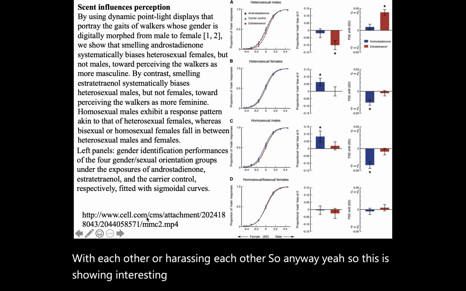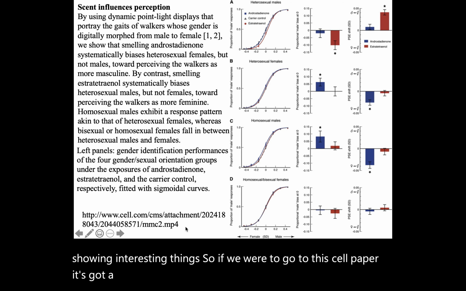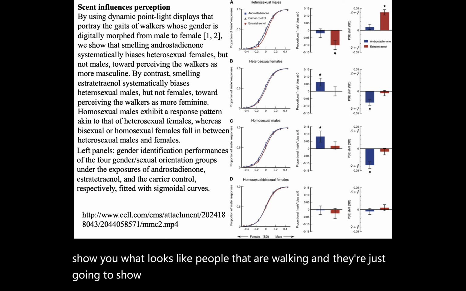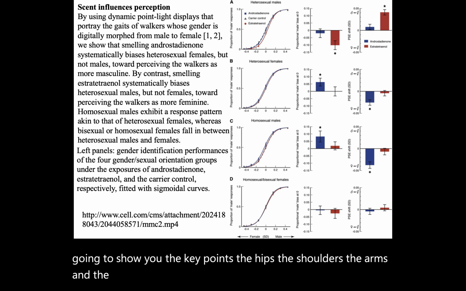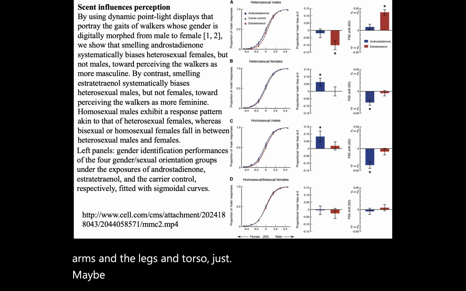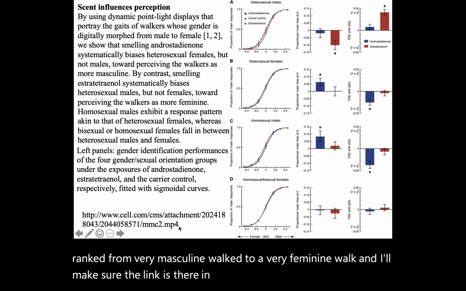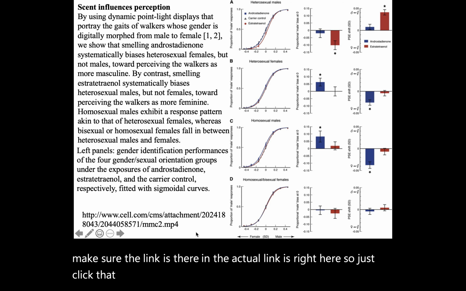So this is showing an interesting thing. If we were to go to this Cell paper, it's got a little animation in there. And the animation is going to show you what looks like people that are walking. And they're just going to show you the key points, the hips, the shoulders, the arms, the legs and torso. So it's maybe 10 little spots that make up a person. And they have these ranked from a very masculine walk to a very feminine walk. And the link is right here. So you just click that link and go and watch it.